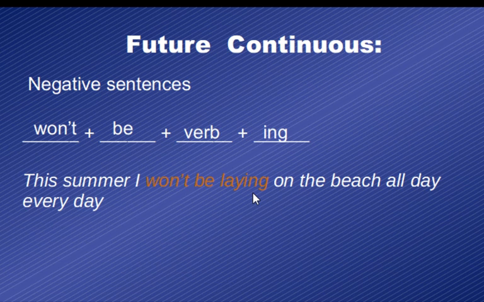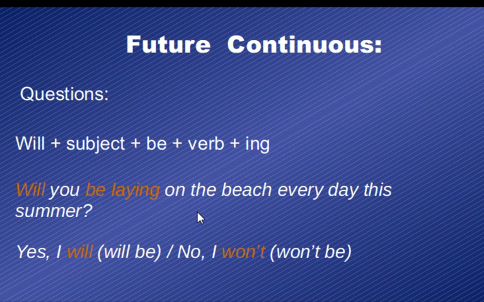If we want to make it a negative sentence, we just change the will for won't. This summer I won't be lying on the beach all day, every day. And if we want to make a question, as we have done before, we just have to start with the auxiliary, with will in this case. Will you be lying on the beach every day this summer? And then for the short answer, yes I will, or no I won't. Or if you want to put emphasis on the be, you can say yes I will be, or no I won't be. But with the will would be enough.